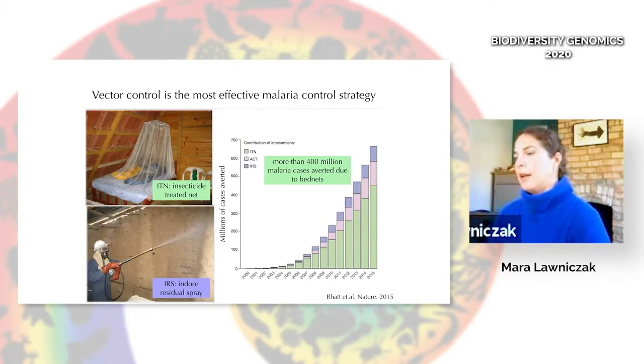And the same thing happens with this IRS, where actually typically after a mosquito has taken a blood meal from a sleeping person inside, it goes to rest on the wall and then gets a dose of these insecticides.